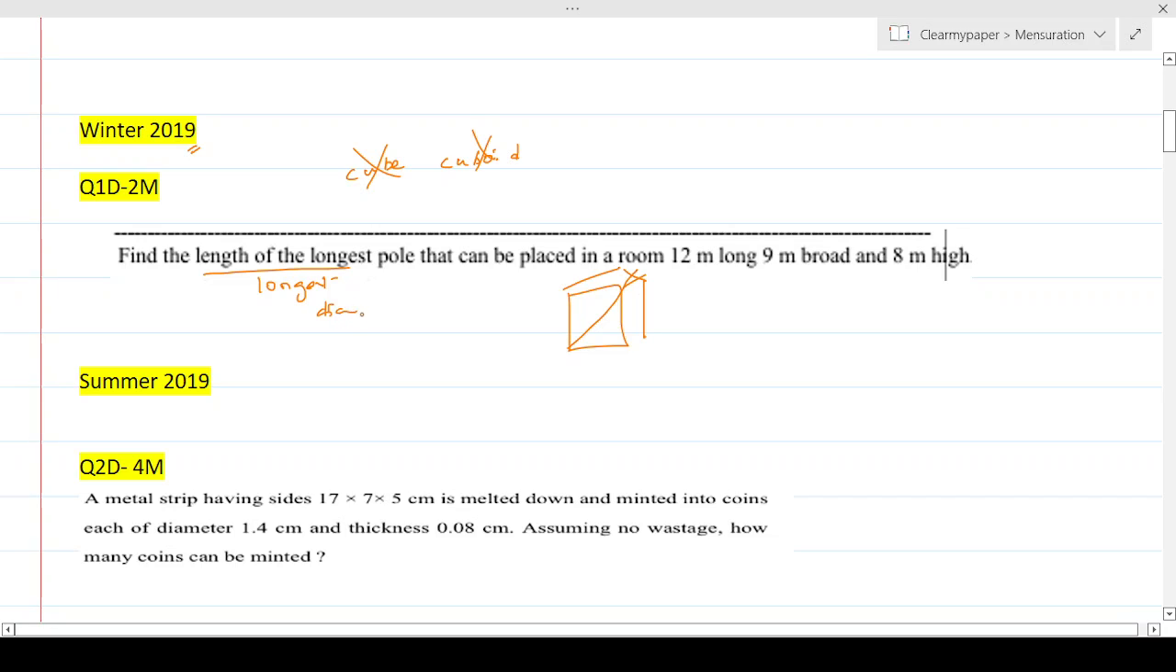So just make sure that if you don't see cube or cuboid, don't get confused, but typically you will see some clue somewhere.